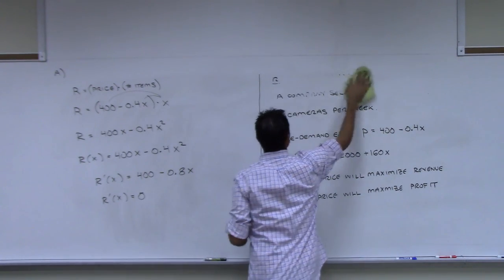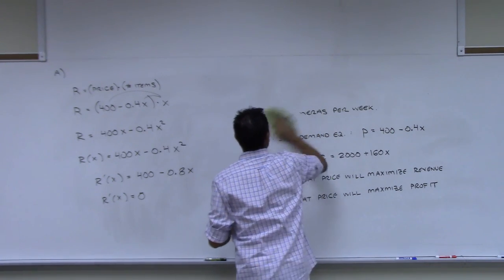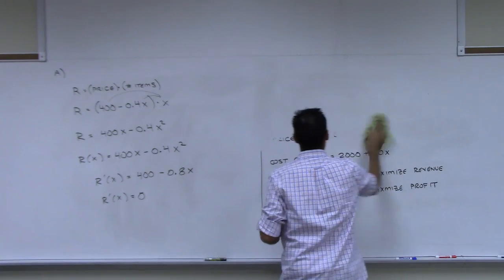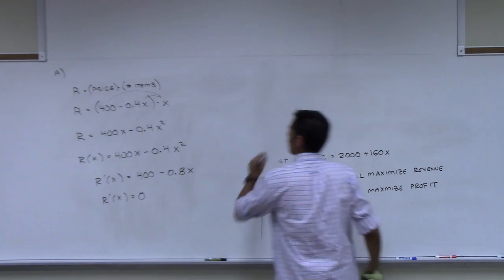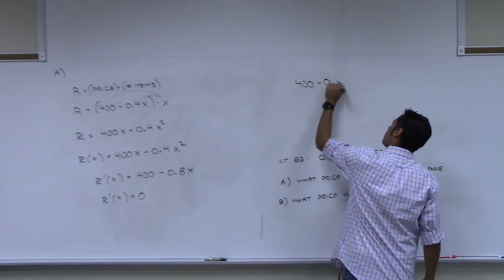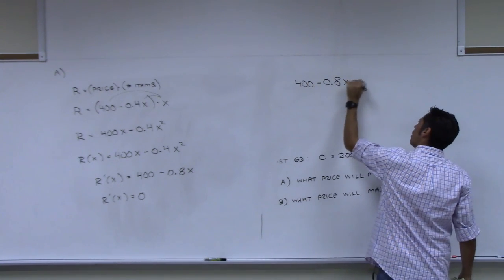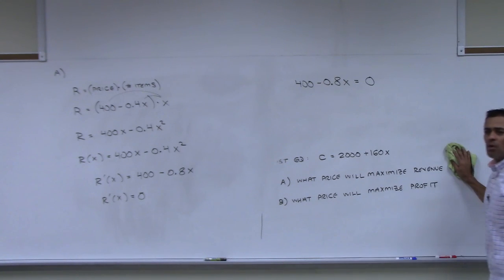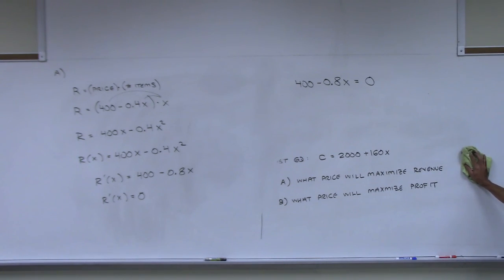And I'll continue over here. So I take 400 minus 0.8x equals 0. And then I try and solve this equation for x.